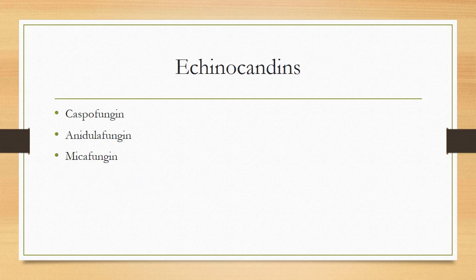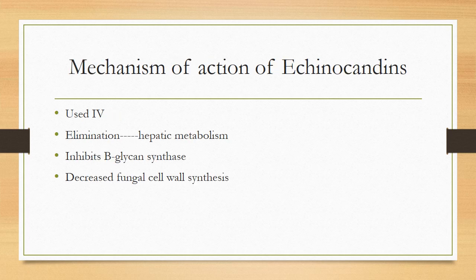Echinocandins. Names of echinocandins are caspofungin, anidulafungin, and micafungin. Mechanism of action of echinocandins. It is given intravenously. Elimination is through hepatic metabolism. They inhibit glucan synthetase, thus decreasing fungal cell wall synthesis.